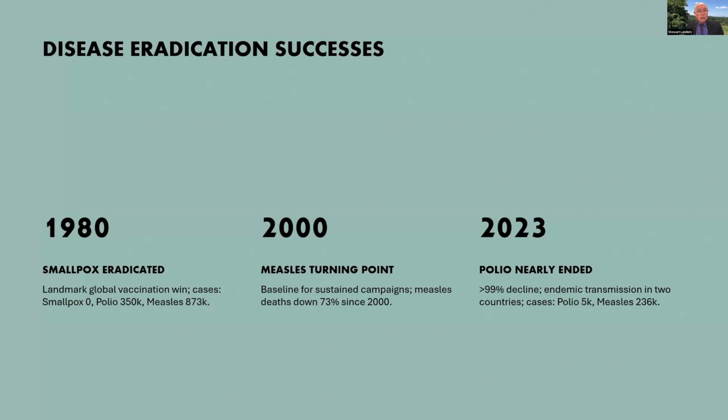As I mentioned, smallpox eradication in 1980 remains the landmark achievement of global vaccination. Polio cases have declined by over 99%, with endemic transmission now limited to only 2 countries as of 2023. Additionally, measles deaths have declined by 73% since 2000, showcasing how sustained vaccination campaigns can eliminate or drastically reduce deadly diseases. Next slide, please.